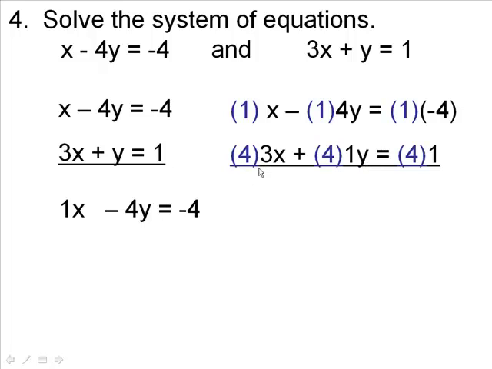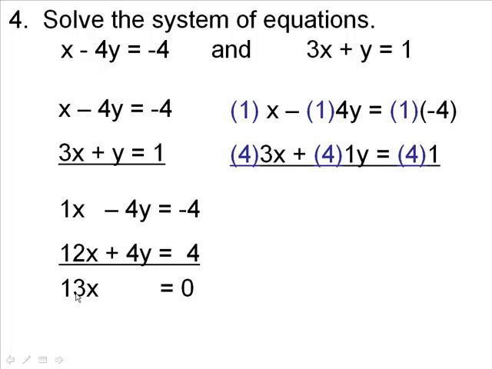4 times 3 is 12x. 4 times 1 is 4y. And 4 times 1 is 4. Okay? So we're making these two look alike. Alright? So then when I add them together, I'm going to get 1x and 12x is 13x. And by coincidence, these cancel to give me a 0 here. Okay? But the idea is we're getting rid of the y's. So I only have to think about what x is.